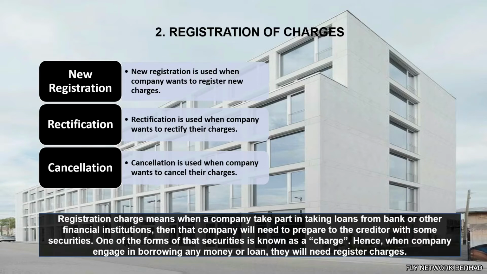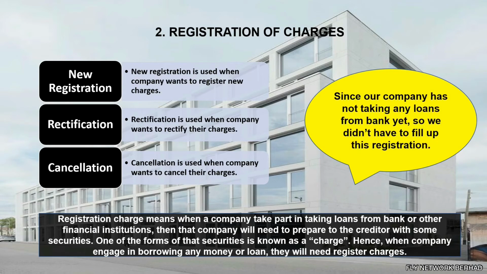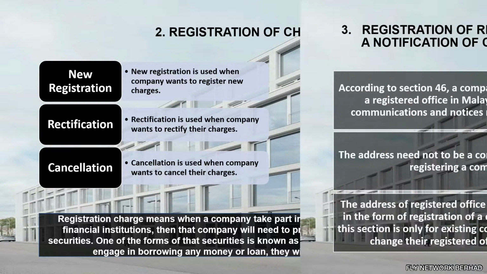Under registrations of charge, there are three parts. First, new registrations. This is used when company wants to register new charge. Second, rectification. This will be used when company wants to rectify their charge. And lastly, cancellation. This will be used when company wants to cancel their charge. Since our company has not taken any loans from bank yet, so we didn't have to fill up these registrations.